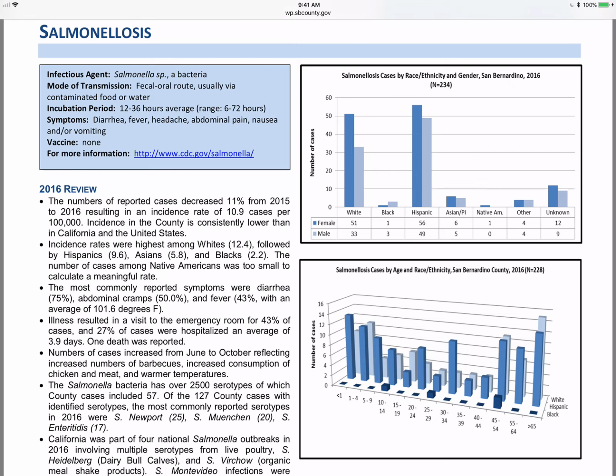The what is salmonellosis. What is it that we're looking at? The when is 2016 and where is San Bernardino? We get a total sample size of 234 and you can get a sense of the race ethnic groups and the gender perhaps that is more affected by salmonellosis.